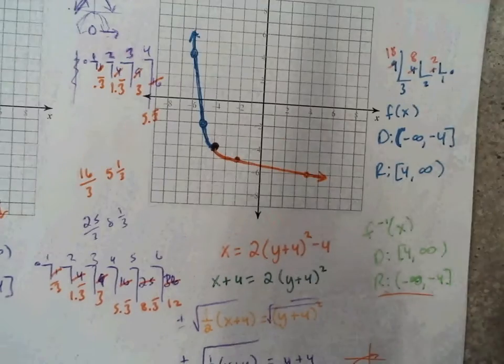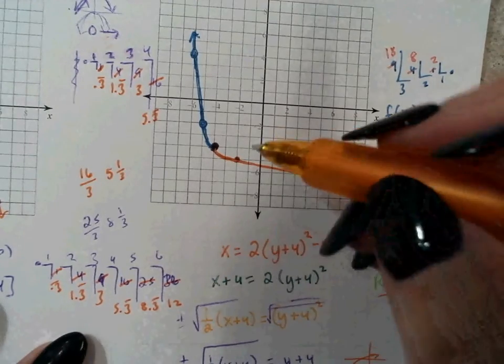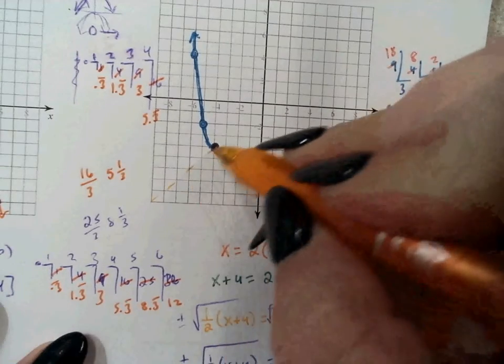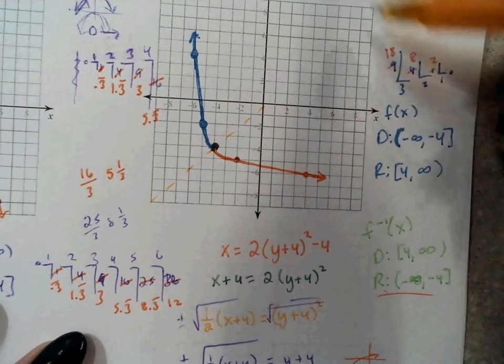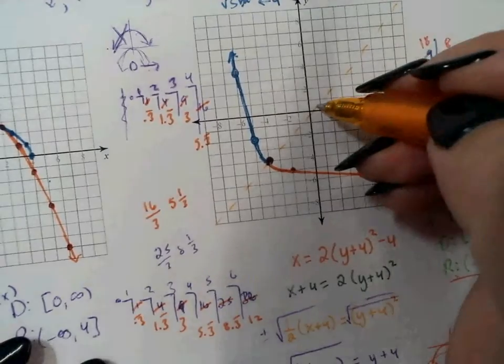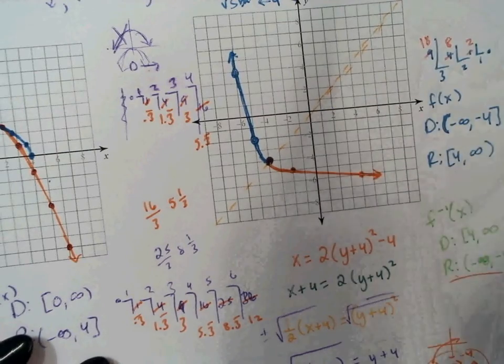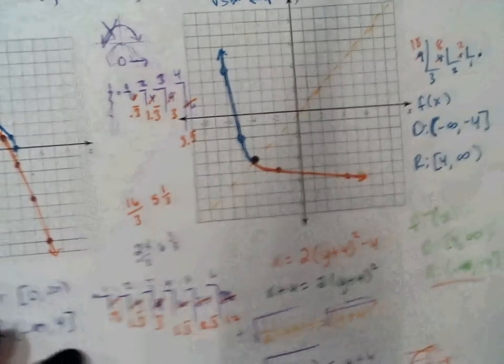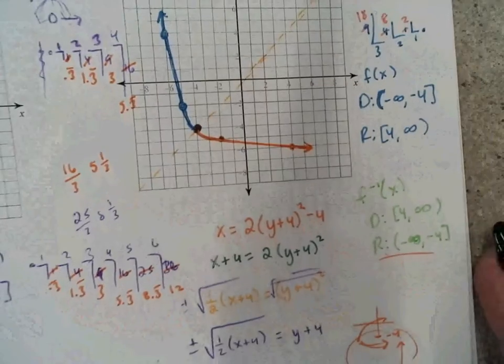There's my inverse, and they're reflections of each other across the diagonal. I don't know if I got off the diagonal anywhere. Yeah, I did. Okay. So there we go.